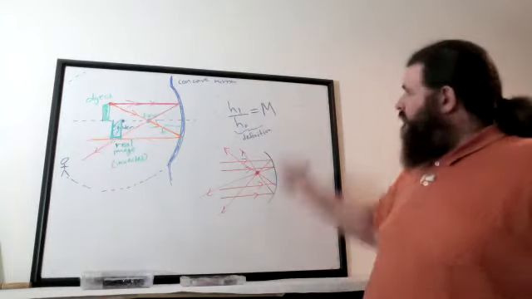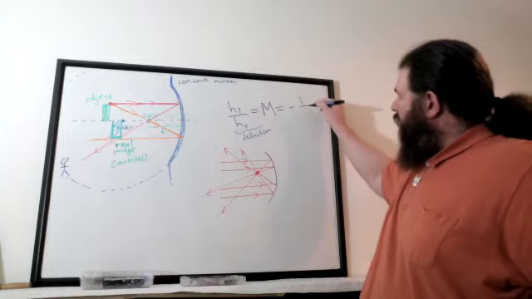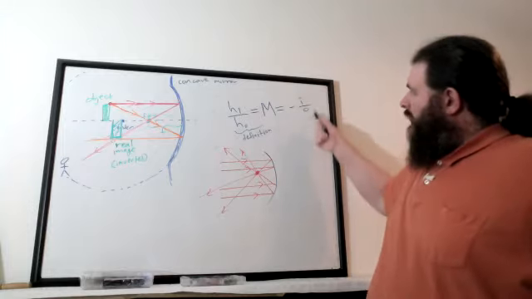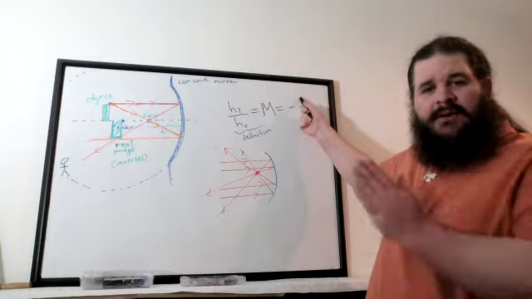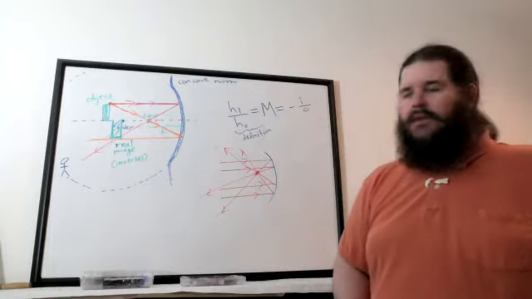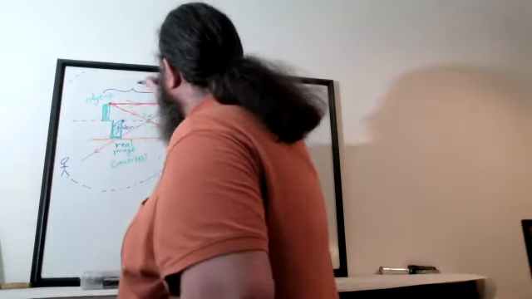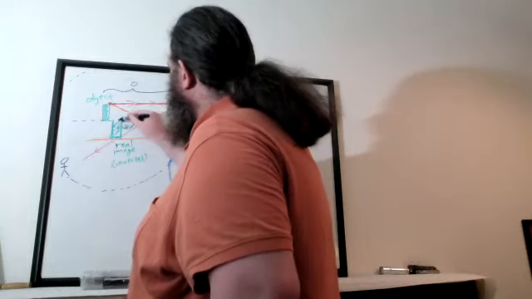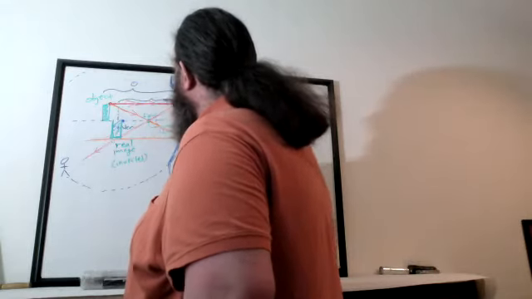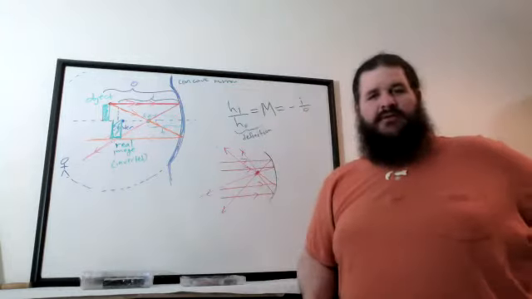But that also happens to equal negative image distance over object distance. So I and O represent the distance from the mirror to the image and the distance from the mirror to the object. So this distance would be O, and this distance would be I. All these distances are going to be measured from the mirror itself.